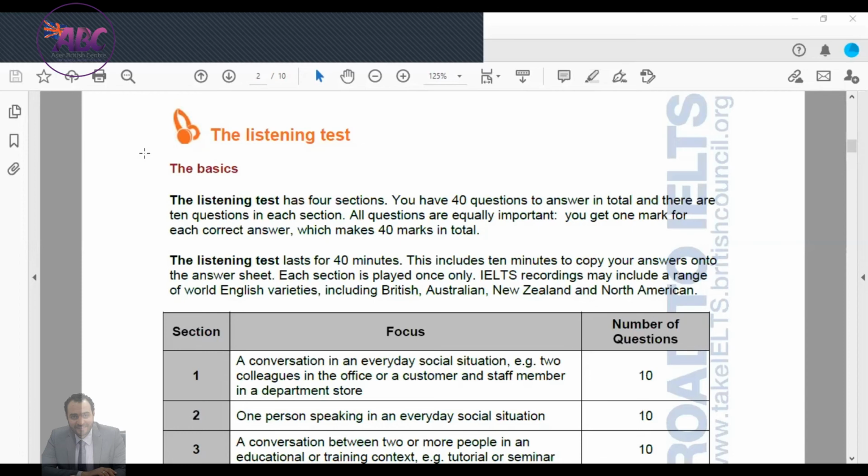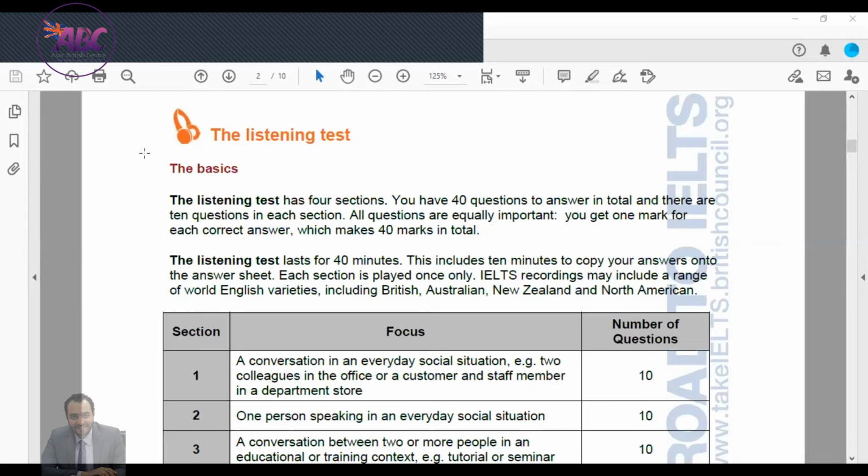The listening test time is 40 minutes. The listening audio is only 30 minutes. During it, you have to listen to the audio and answer at the same time on the test papers. And after you finish, you will have 10 minutes to transfer your answers from the test papers to the answer sheet. Okay, that's clear.